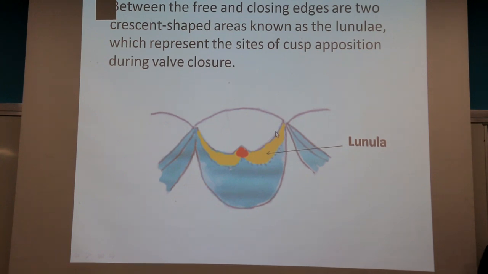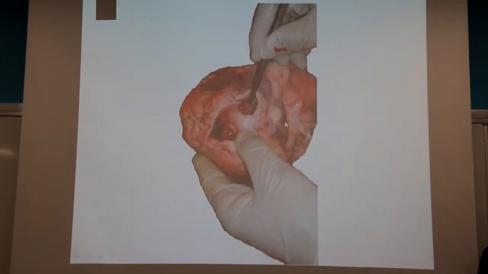Between the free and the closing edge are two crescent-shaped areas known as lunulae. Lunulae, or lunula in the singular, represent the site of cusp apposition during valve closure. So valve apposition occurs here in the area of the lunula, in the yellow area. Here is the lunula, if you can see it. Here is the pulmonary, here is the aorta, centrally placed.